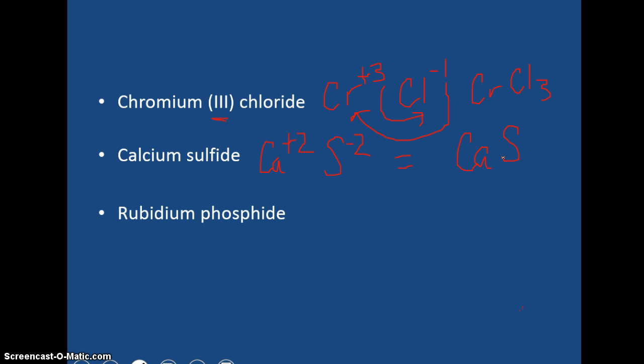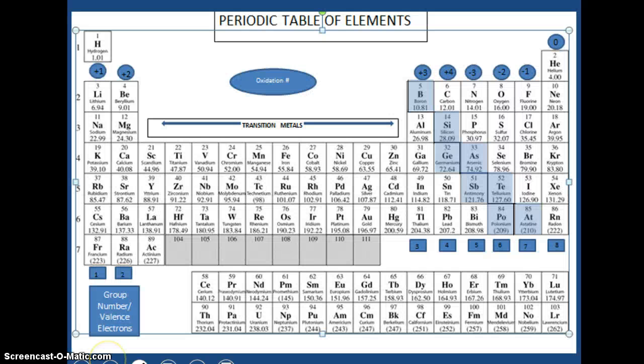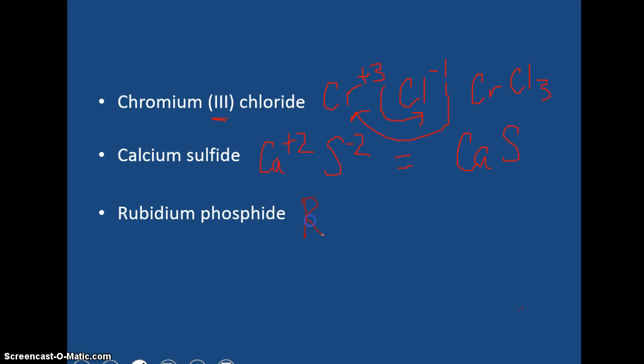You should pause and try to do the last one yourself. Next, we have rubidium phosphide. So looking at your periodic table, we've got rubidium right here. Phosphorus is going to be the phosphide. You may have noticed that the endings are a little bit different on the second element, and we'll talk about that in a little bit. So rubidium is going to be a +1. Phosphorus is a -3. So we've got rubidium, that's going to be a +1. And phosphide was a P, and that is going to be a -3.